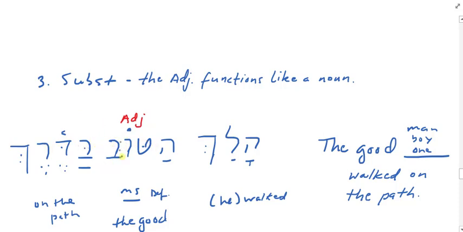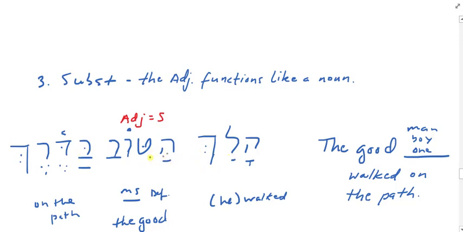Notice that I have this adjective tov, and there is no noun that it follows and agrees with in gender, number, and definiteness. A substantival adjective is an attributive adjective that's missing the noun that would normally go in front of it. Okay? And when that happens, the adjective then functions like the noun. What is the noun function that this attributive adjective is taking as a substantival adjective now? It's taking the subject role. Subjects are usually nouns, and this adjective is doing what a noun normally does, which is become a subject. So I'm going to translate this as the good walked on the path.